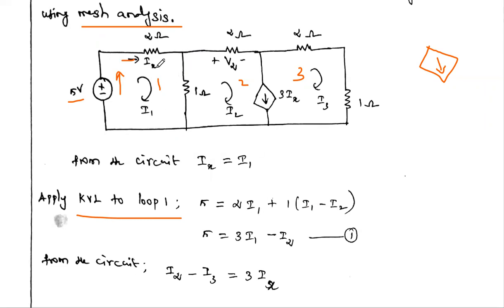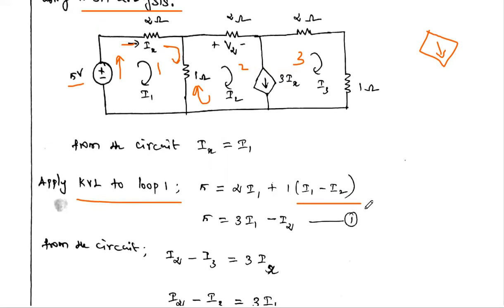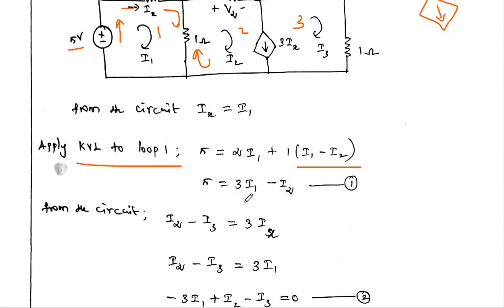So 2 into I1. Then coming here, this 1 ohm resistor is common to loop 1 and loop 2. You see the current direction: I1 flows like this, I2 flows like this, so both currents are opposite. So the voltage drop across the 1 ohm resistor is 1 into (I1 minus I2). Then you collect the terms, and we get 3I1 minus I2 equals 5. This is equation number 1.